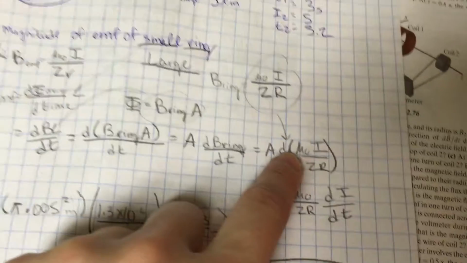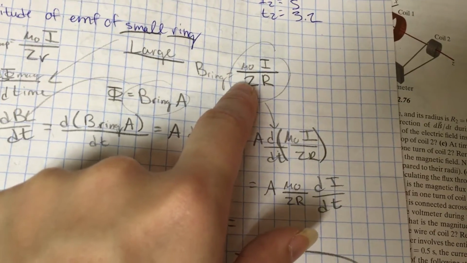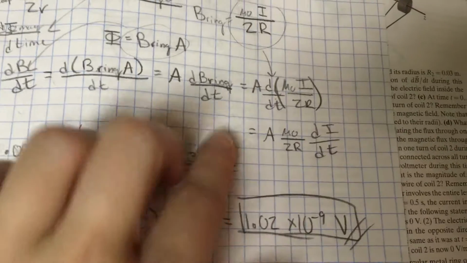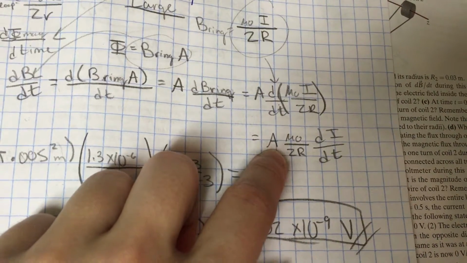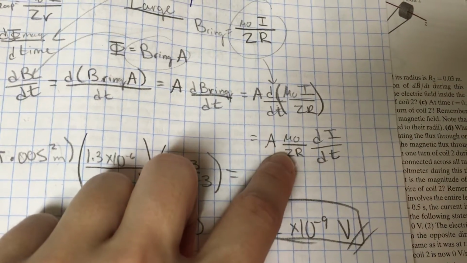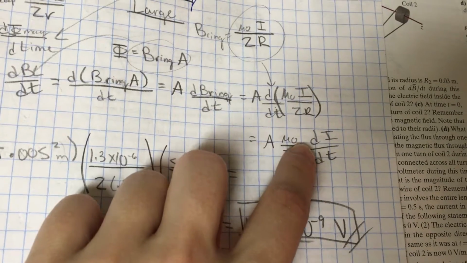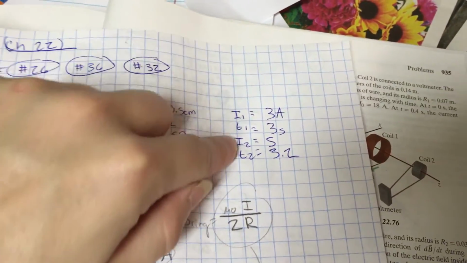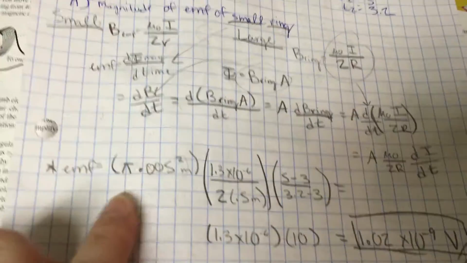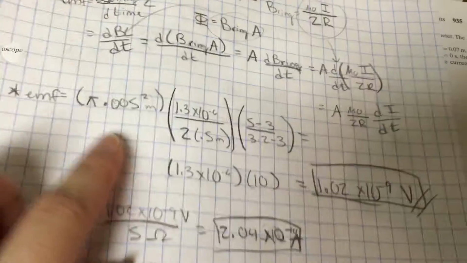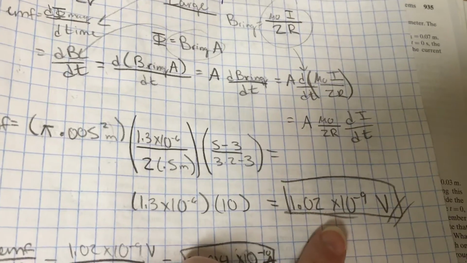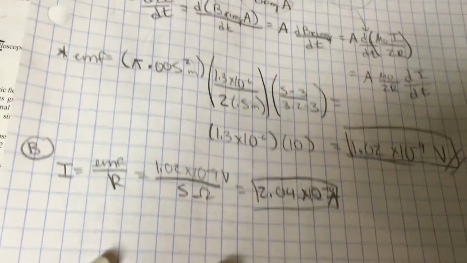So I go ahead and plug in my B, which is up here, mu naught I over 2R, and I bring it down and pull out again area mu naught over 2R because those are constant. So then I just have to find the change in current over the change in time, which they've actually given me those values. So then I just plug in my values and I get my magnitude of EMF, which is 1.02 times 10 to the negative 9 volts.